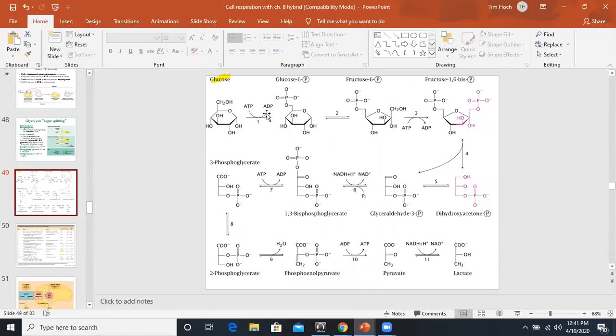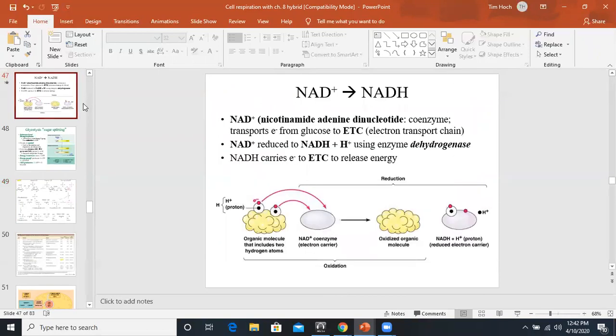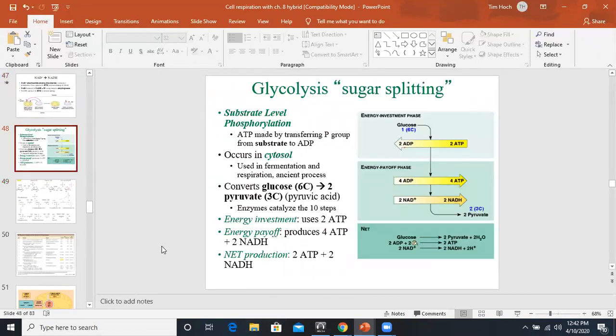So here's a 10 or 11 step reaction where you take glucose, and your end product is going to be pyruvate. There are a couple of steps involved where, when you get to step 10, ADP makes some ATP. That's an example of substrate level phosphorylation. It takes a phosphate from this molecule, phosphoenolpyruvate, takes that phosphate off and puts it onto ADP. And that's your substrate level phosphorylation, okay?